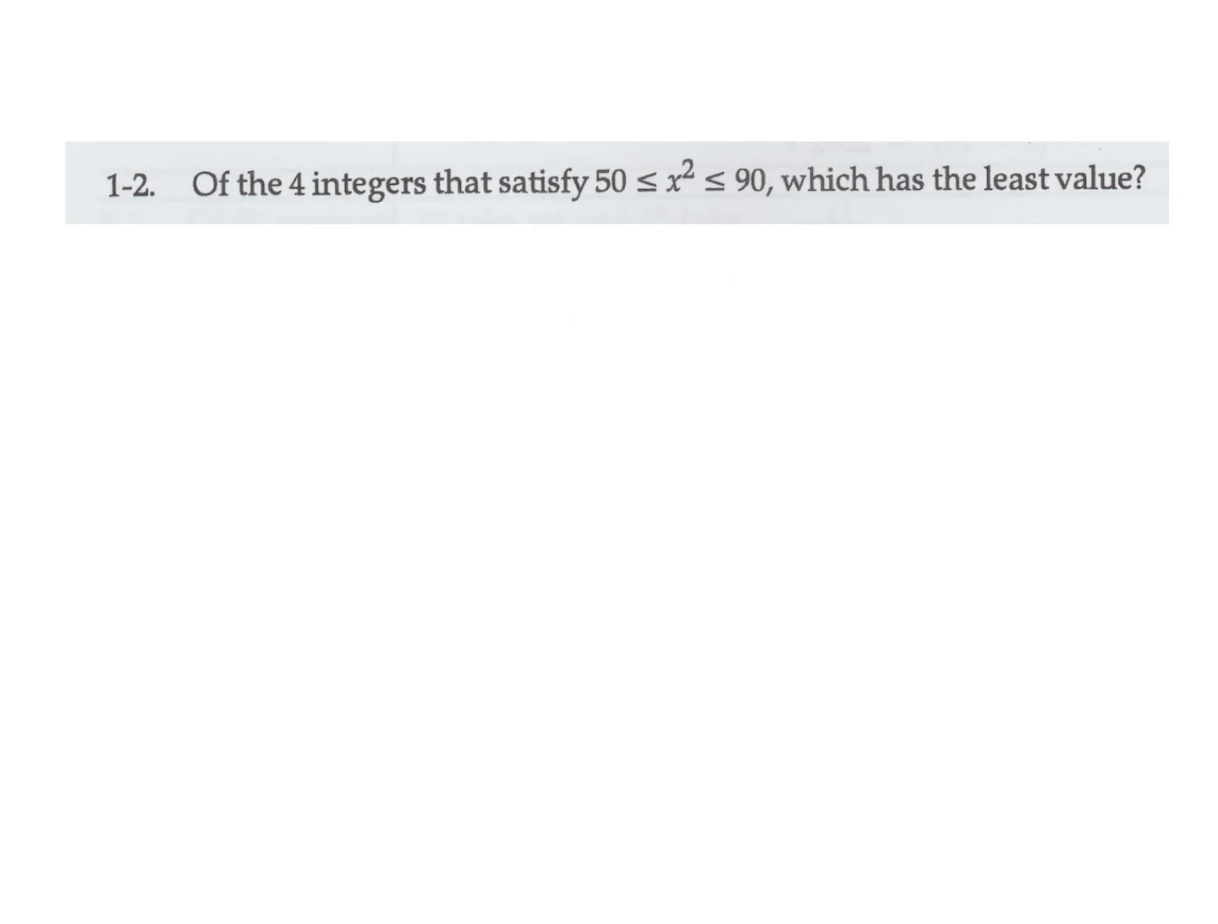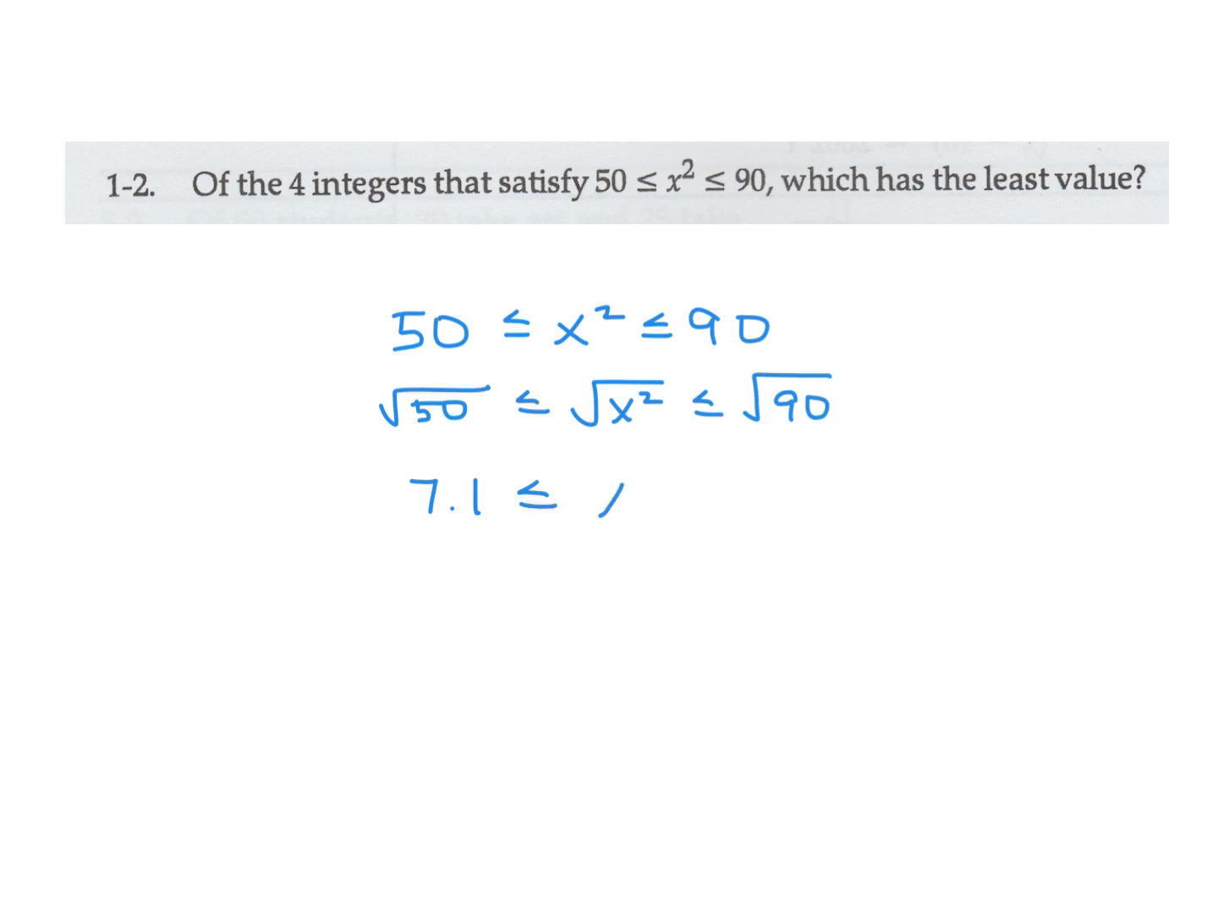Of the 4 integers that satisfy 50 is less than or equal to x squared less than or equal to 90, which has the least value? 50 less than or equal to x squared less than or equal to 90. Okay, take the square root of everything. So square root of 50, square root of x squared, and the square root of 90. So this is approximately 7.1. This just becomes x, and this is approximately 9.4.